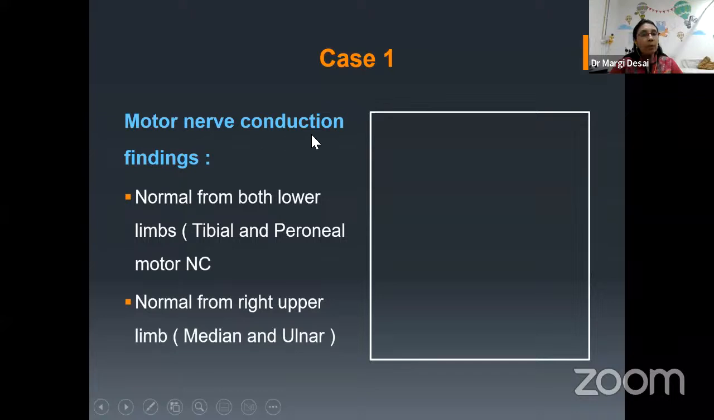Now, what about the motor nerve conduction? It was normal from both lower limbs, from the tibial and peroneal nerves, and it was also normal from the upper limb. So this tells us that motor fibers are not involved. And her complaints, if you see, they were also sensory. She had tingling, numbness, and burning in the soles more than the hands.